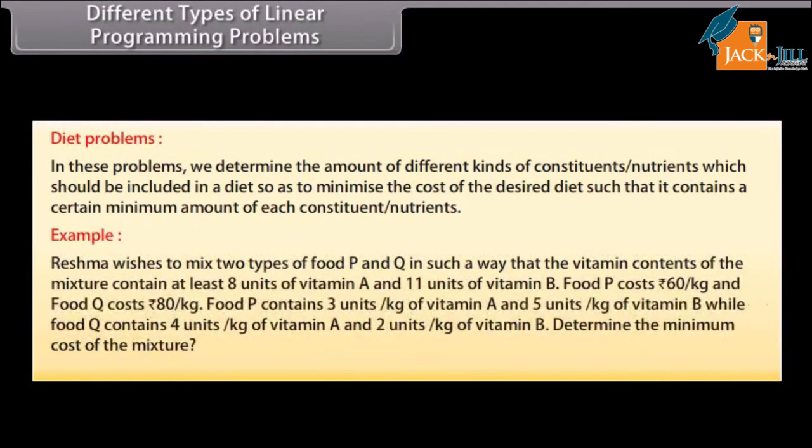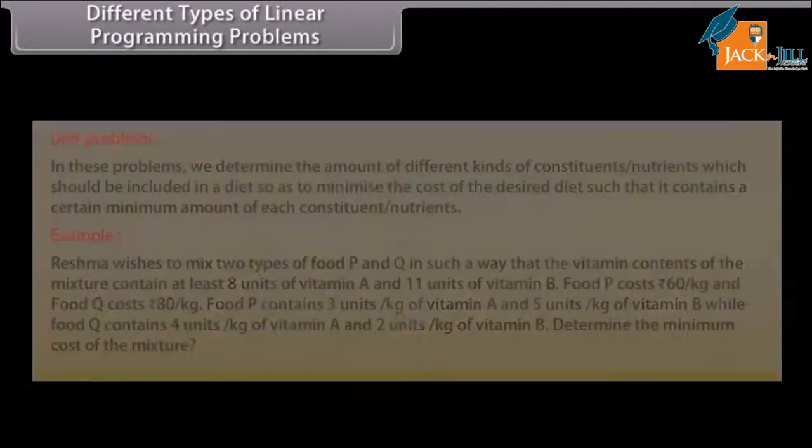Example. Reshma wishes to mix two types of food, P and Q, in such a way that the vitamin contents of the mixture contain at least 8 units of vitamin A and 11 units of vitamin B. Food P costs Rs 60 per kg and food Q costs Rs 80 per kg. Food P contains 3 units per kg of vitamin A and 5 units per kg of vitamin B, while food Q contains 4 units per kg of vitamin A and 2 units per kg of vitamin B. Determine the minimum cost of the mixture.